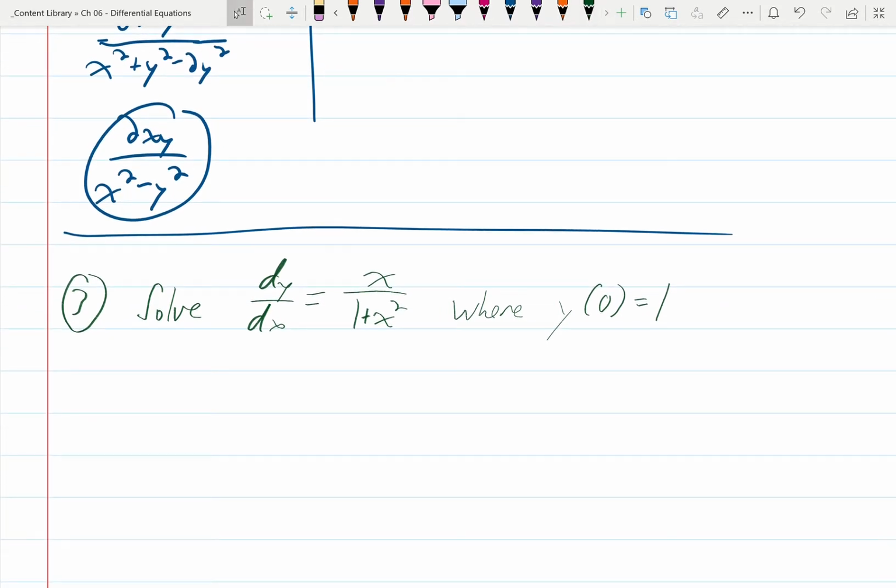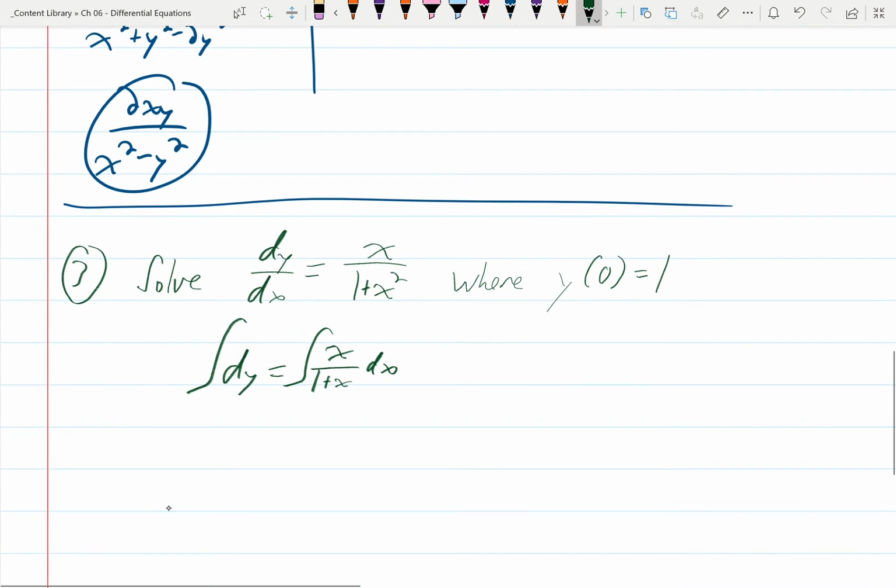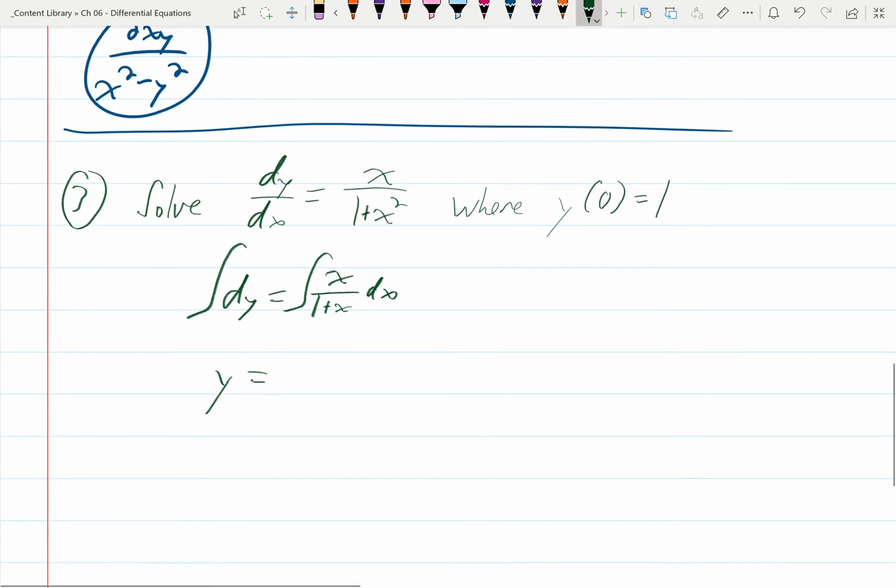So we're going to do this by a process of integration. I might as well integrate the left side and the right side. What I'm really doing, and this is going to be helpful later, is multiplying both sides by dx and integrating both sides, because the integral of dy is y. For the integral of x over 1 plus x squared, let's pull this down and do a u substitution.